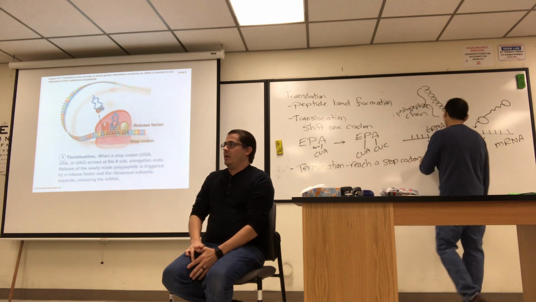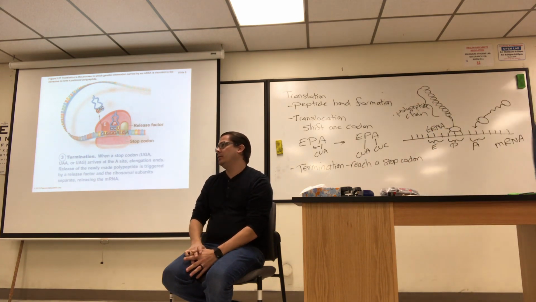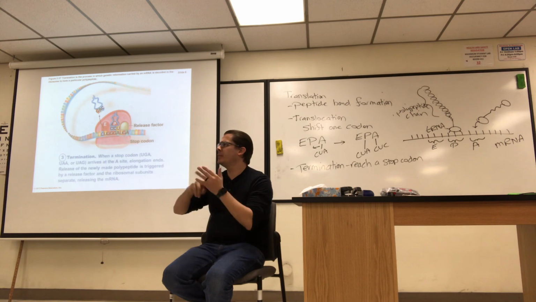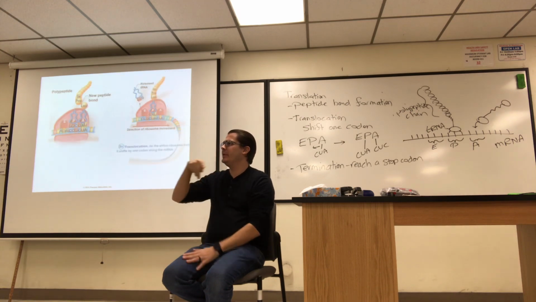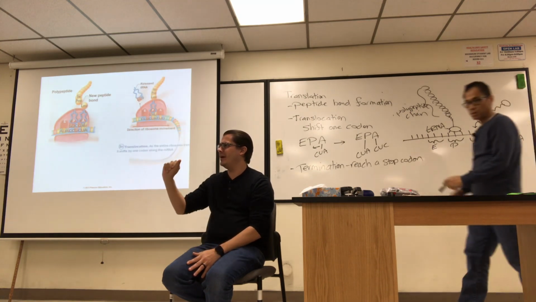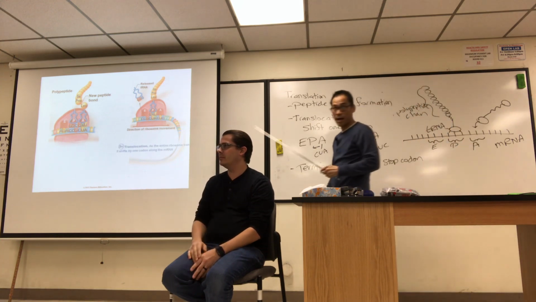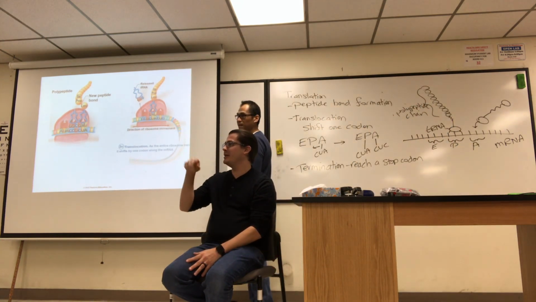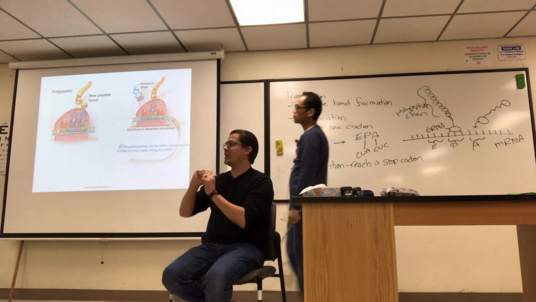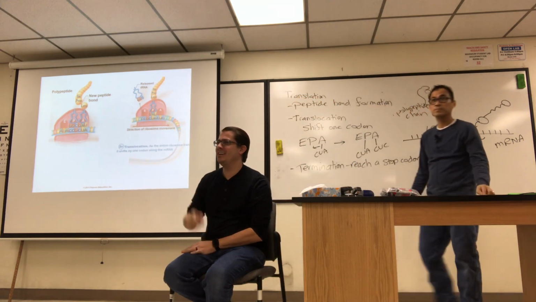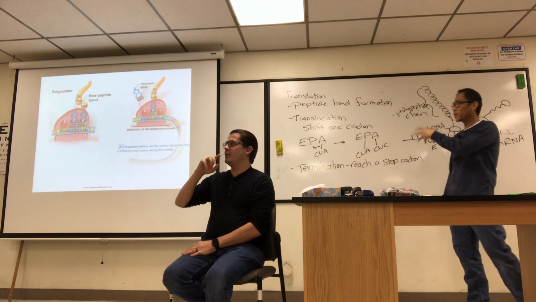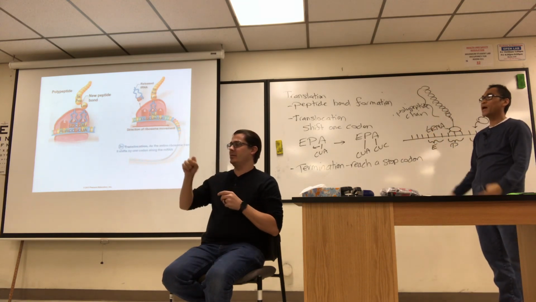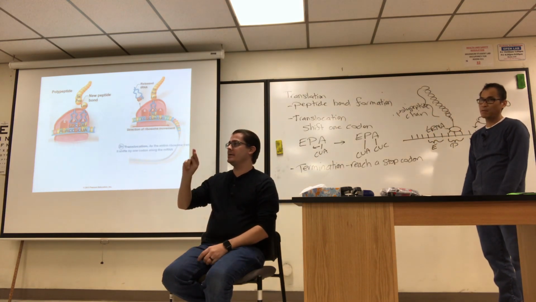What is EPA? The EPA refers to, on the rRNA, the E, the P, the A. They call them EPA sites, okay? Are those like active sites? Yeah, they're the sites where the mRNA and the tRNA are able to bind to each other.